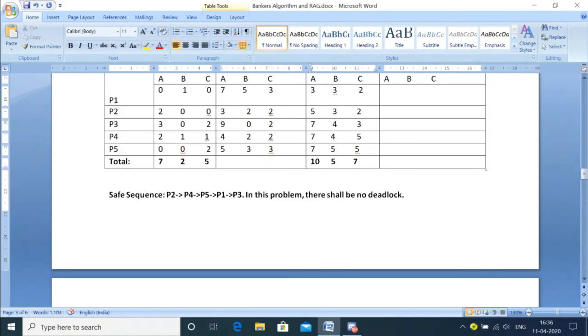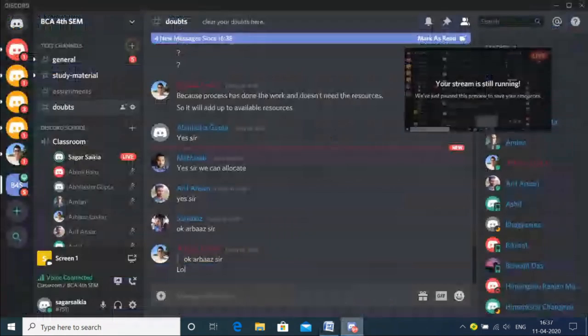Now, if you are asked what is the sequence of these processes, the pattern through which we gave the processes to the CPU, we can say very clearly: P2 went first, then P4 went, then P5 went, then P1 went, and at last P3. Following this sequence, there will be no deadlock, and that is the reason this sequence is called your safe sequence.